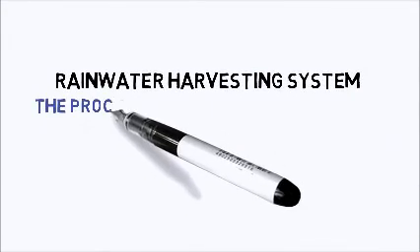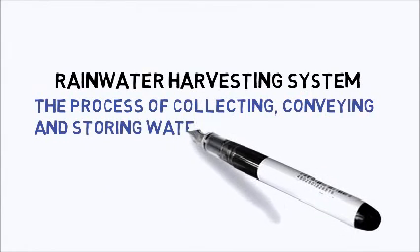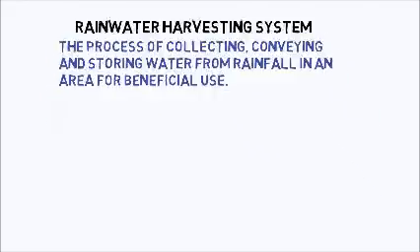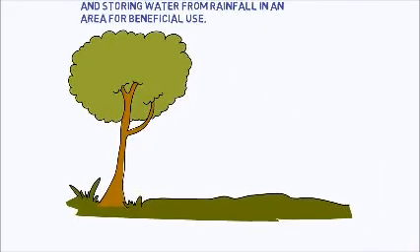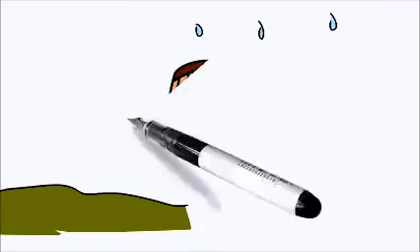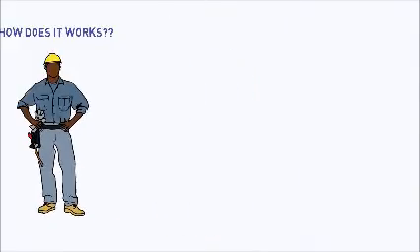Rainwater harvesting system. Rainwater harvesting system is the process of collecting, conveying and storing water from rainfall in an area for beneficial use. This method is less expensive and very effective, and if implemented properly helps in augmenting the groundwater level of the area. How does it work? It is a system of catching rainwater where it falls.